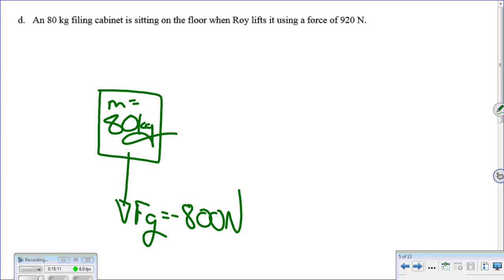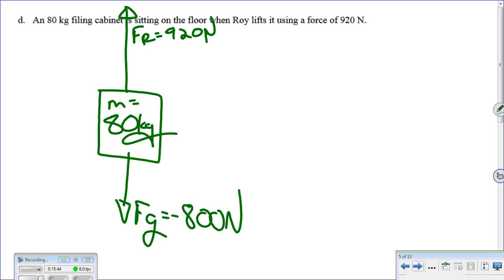Step two, any given forces. Are there any given forces? Roy. I'm going to draw Roy's force. I need to draw it longer than the 800 newtons, right? Because 920 is more. So I'm going to try to draw the arrow a little bigger to indicate that it's more force. Oops, that's an N. Can't tell. Good? All right. So that's steps 1 and 2.